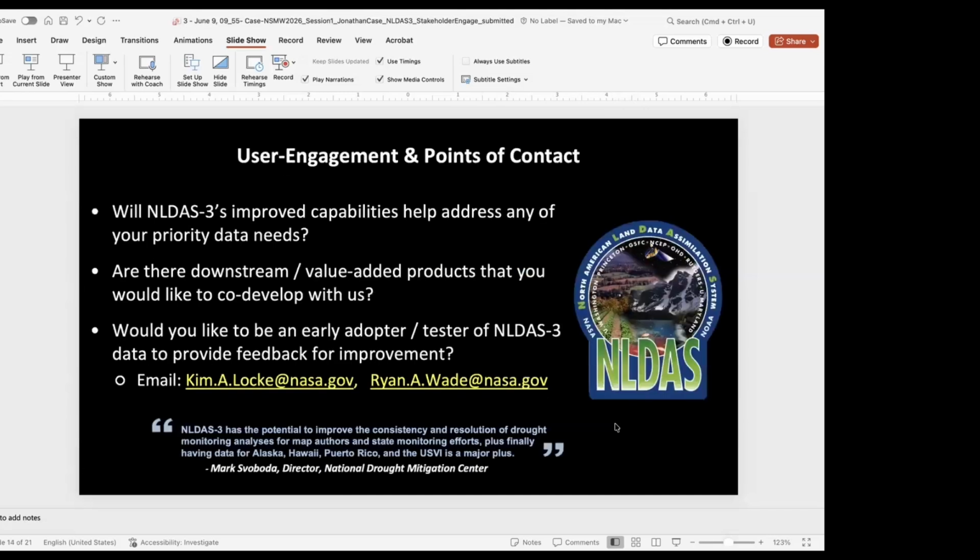So I'd like to leave you with this. We have user engagements and points of contact. I ask you to see Kim Locke, she's at the front table here, and Ryan Wade, who should be in the back. They are our key focal points for user engagement and co-development. So will NLDAS-3's improved capabilities help address some of your priority needs? Are there downstream or value-added products that you would like to co-develop with us? And would you like to be an early adopter and a tester of NLDAS-3? So come see us and we'll gladly sign you up to co-develop.